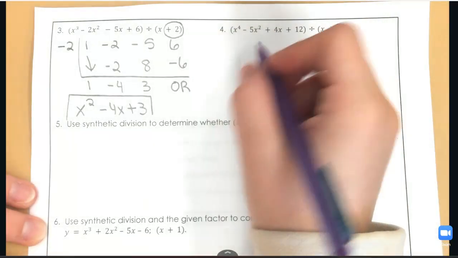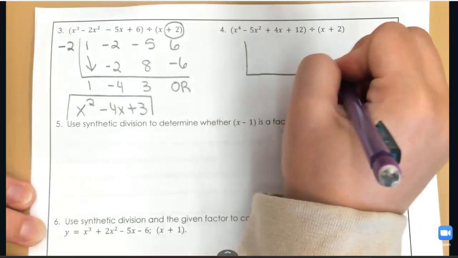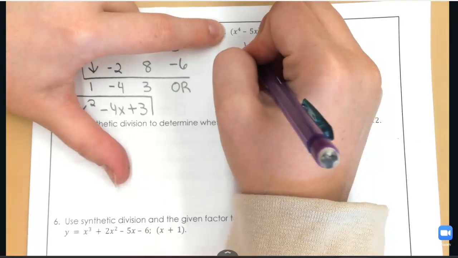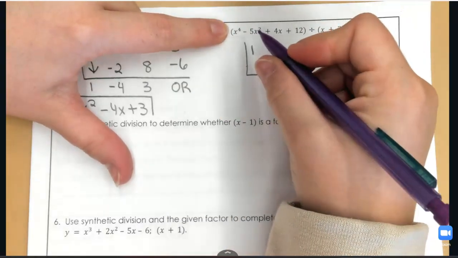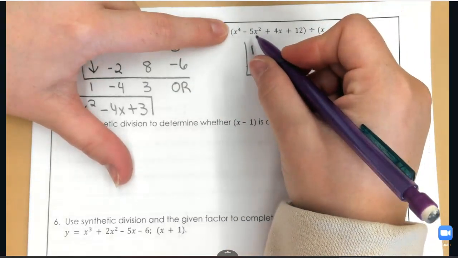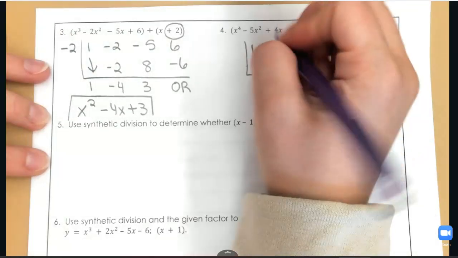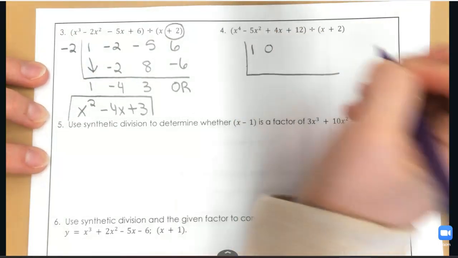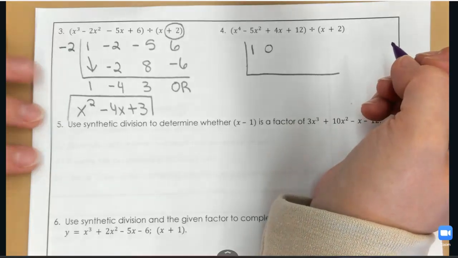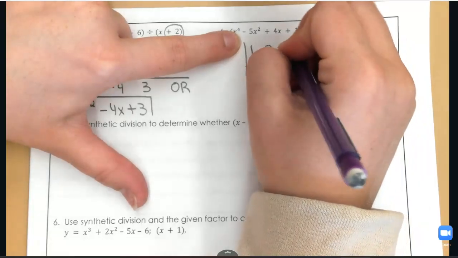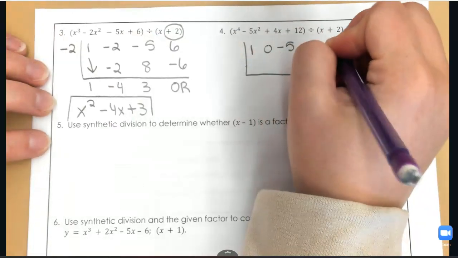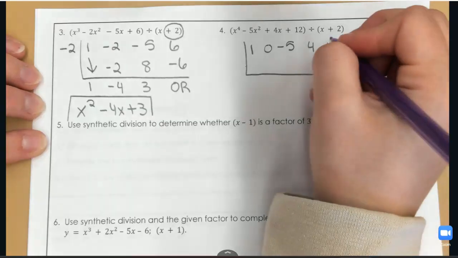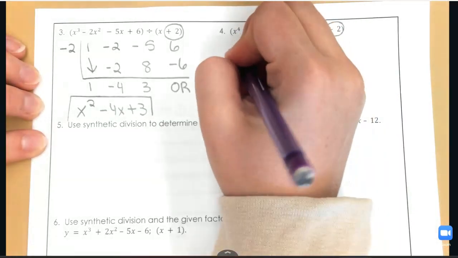Moving on to 4. Inside my house, I need to go in decreasing order. I have x to the fourth with a 1, but I go from x to the fourth to x squared. I don't have a term that has x cubed. So I'm going to need to put a placeholder there of 0 in order to make sure that my division works properly. Then I've got -5, 4, 12, and then the opposite of +2 is going to be -2.